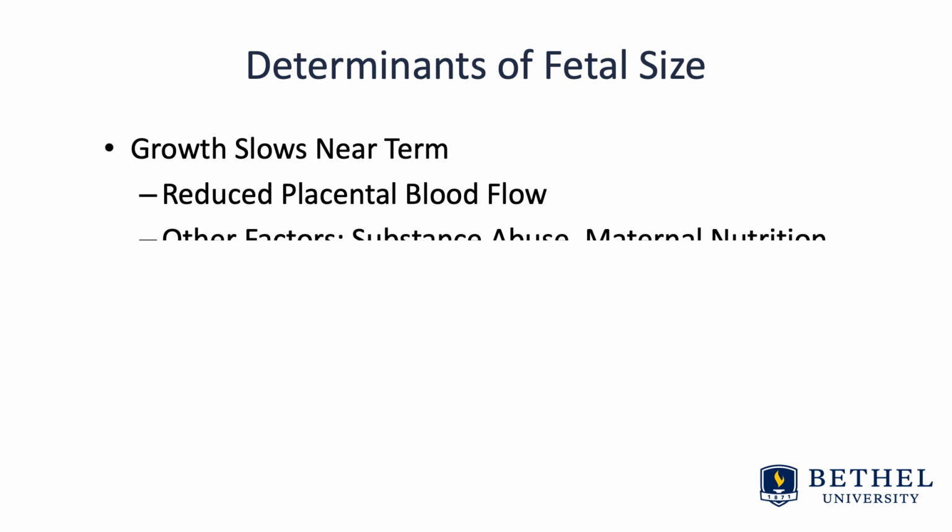So like substance abuse, tobacco is a significant factor in slowing fetal growth, maternal nutrition, things like gestational hypertension or chronic hypertension on medication, things that could slow growth. There are significant growth concerns when there are multiples, as essentially those babies are sharing space and resources.